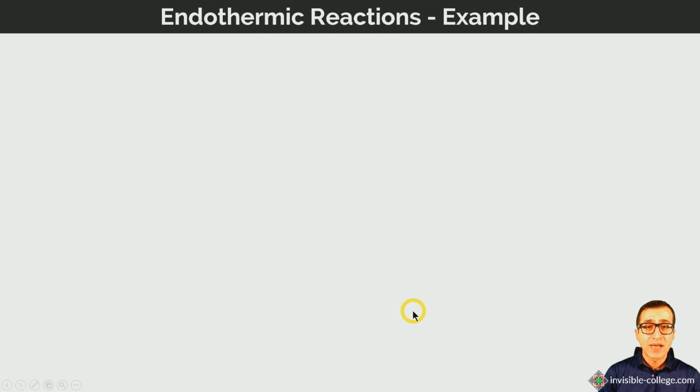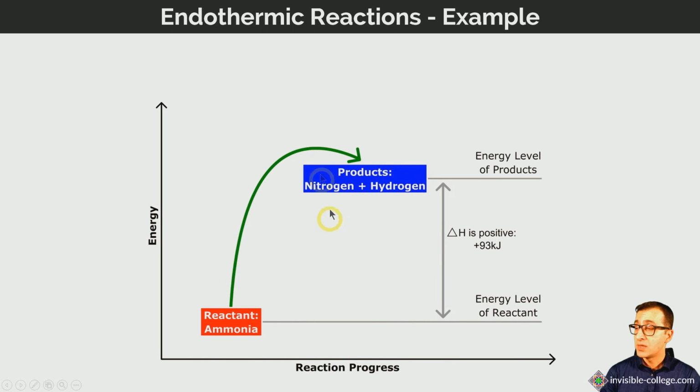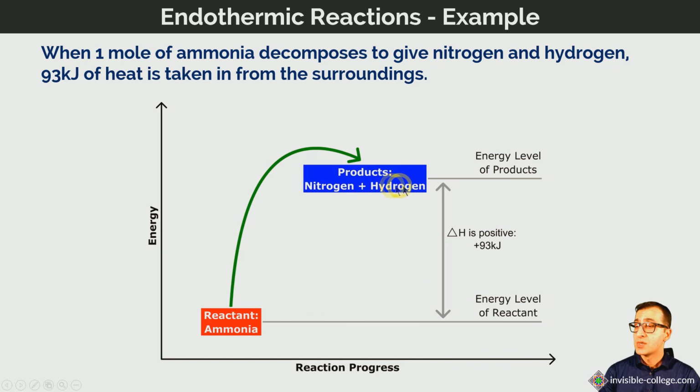So here we can see the reactant ammonia. And what happens when we break down ammonia back into its elements, nitrogen and hydrogen? Well, when 1 mole of ammonia decomposes to give nitrogen and hydrogen, 93 kilojoules of heat is required to be put into that process in order to get to the products. So here we can see that the enthalpy change for the reaction is positive. We had to put in net 93 kilojoules to decompose 1 mole of ammonia to its elements, nitrogen and hydrogen.